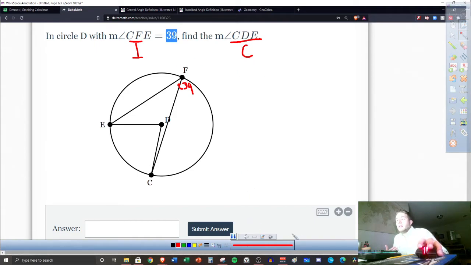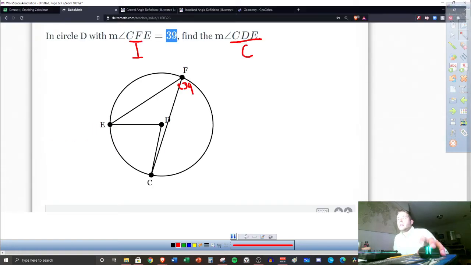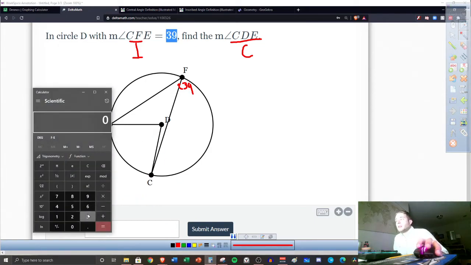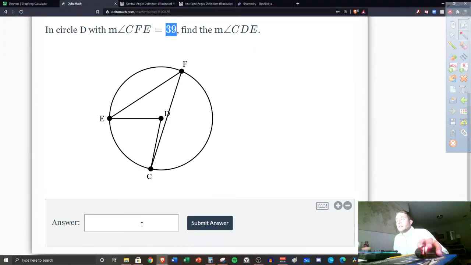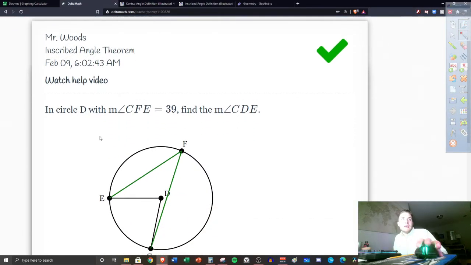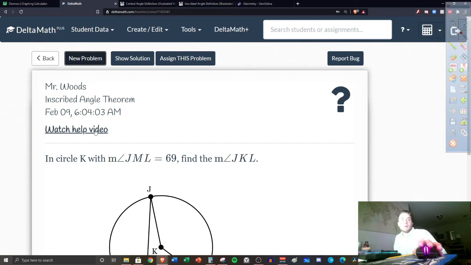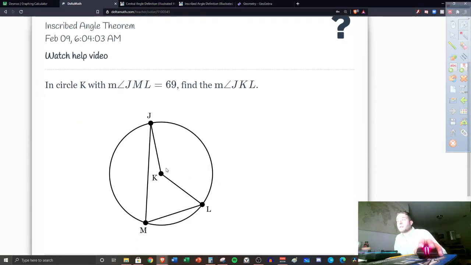And we said inscribed angles are always half the measure of a central angle that intersects the same arc. So you'll notice that these are intersecting the arc CE, and this angle will be half of this one. So really all we need to do is 39 times 2. That gets us 78. So on Delta Math, we're just going to type in 78, and we're done. So yes, these problems are going to be pretty straightforward as far as what you need to do. Sometimes you have to do central to inscribed. Sometimes you have to do inscribed to central.